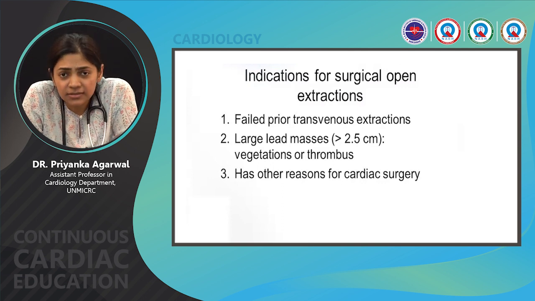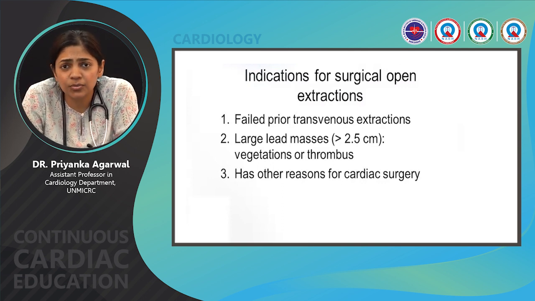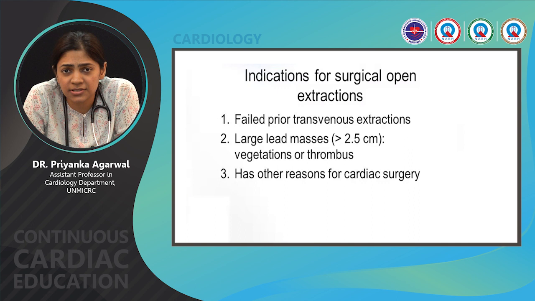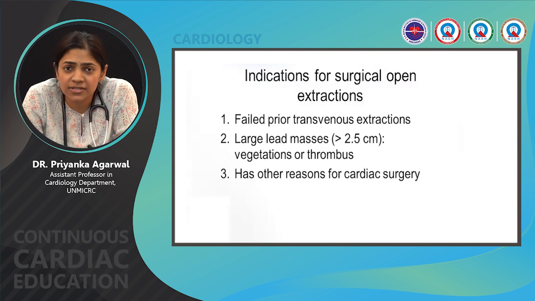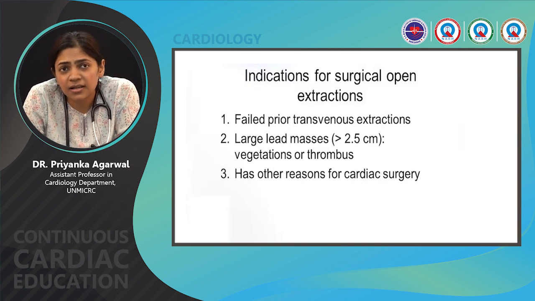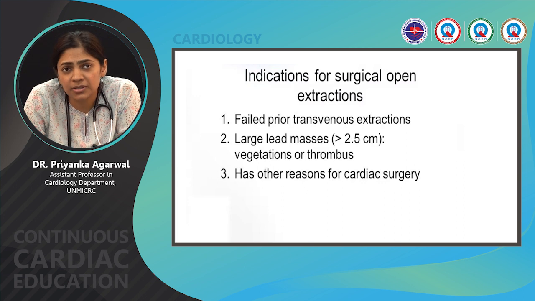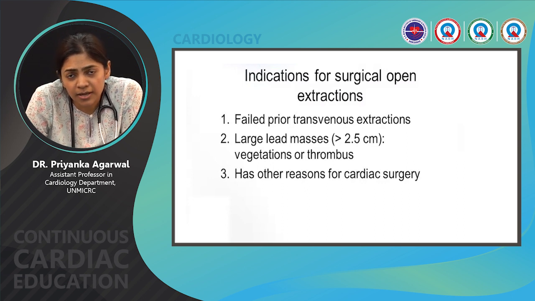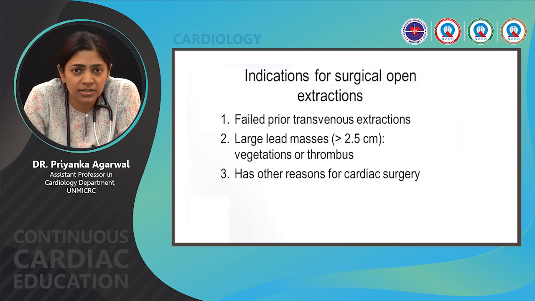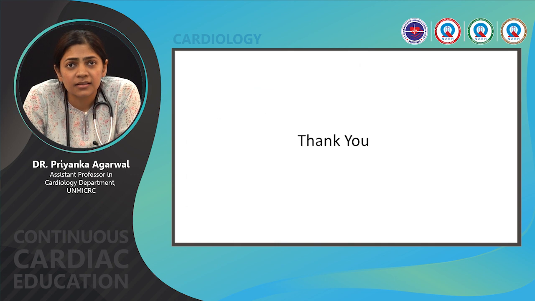Other than transvenous lead extraction, we need to know about surgical lead extraction also. What are the indications for surgical open lead extraction? If we are not able to extract the device via the transvenous approach, or there are large lead masses more than 2.5 centimeters, which can be vegetations or thrombus that can embolize during transvenous lead extraction, then we send the patient directly for surgical lead extraction. Or if the patient has other reasons for cardiac surgery, then the surgeons can do the cardiac surgery simultaneously along with the lead extraction. Okay, thank you.